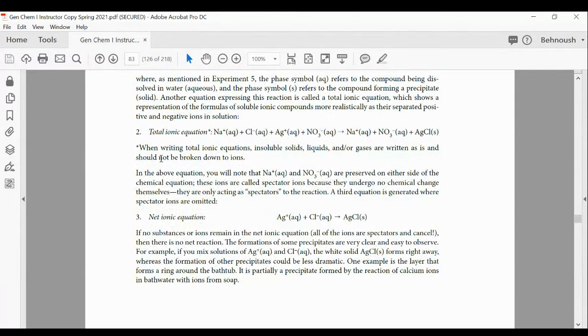Then, after you have the total ionic equation, you want to write the net ionic equation. With the net ionic equation, you are going to cancel spectator ions. What are spectator ions? From the total ionic equation, you cancel anything that appears the same way, including the charges. So the sodium ion would cancel. The nitrate ion would cancel with the nitrate ion. And what is left is the silver ion plus chloride ion that yields silver chloride. That is known as the net ionic equation.